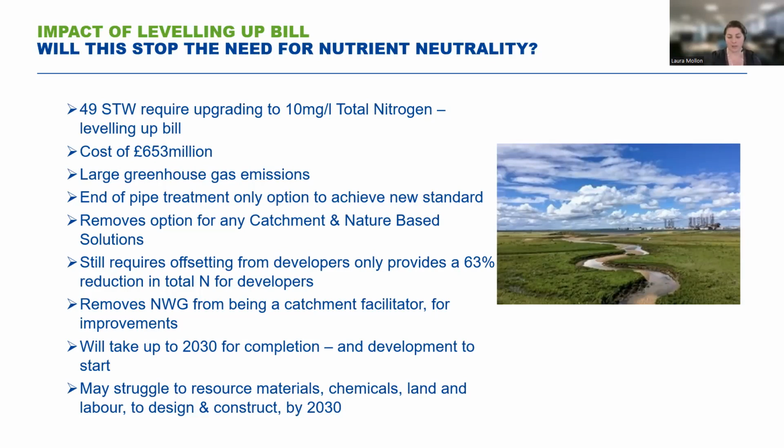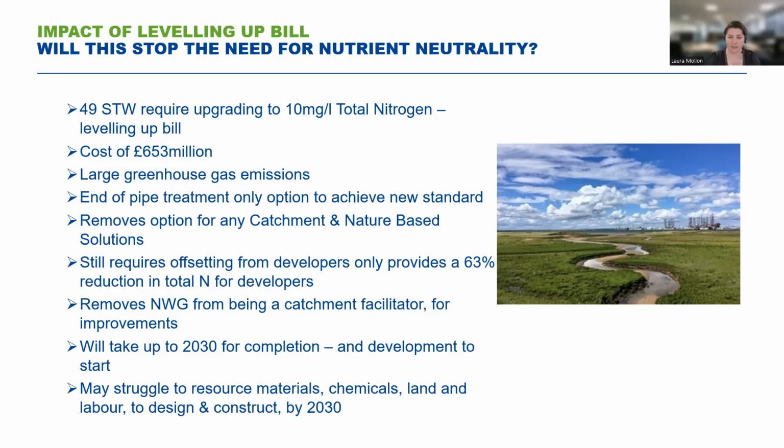So in terms of the greenhouse gas emissions, there's about 36,000 tonnes of CO2 and about 6,000 tonnes of CO2 per year for the operation of that. There will also be NOx emissions and potentially methane emissions from that activity. Basically, we're limited through that legislation to only do end of pipe. It removes the option for any catchment and nature-based solutions that we're looking forward to, not just for nutrient neutrality, but also for all our other environmental obligations.